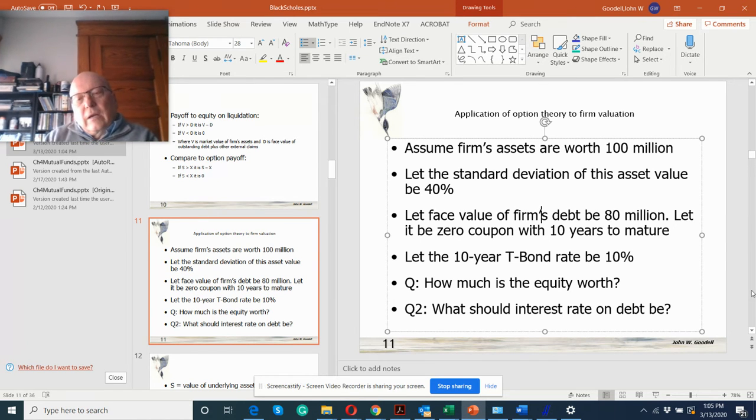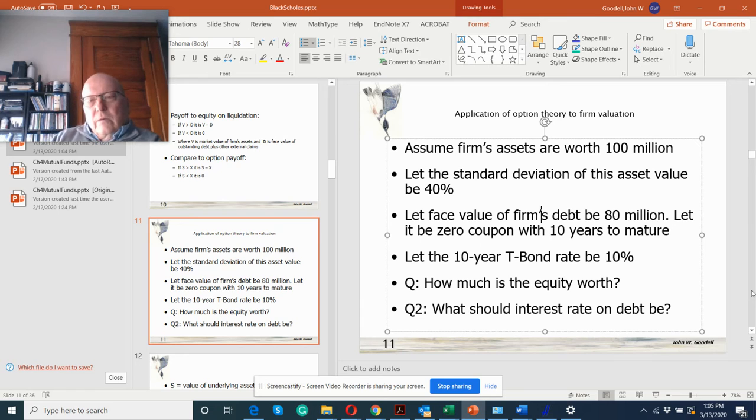Well, we've sort of got something that corresponds to the 6 inputs to the Black-Scholes, although you'll notice there's no mention of any dividend yield. So let's assume there's no dividends going on here with this company. And the standard deviation of the asset value would be quite something hard to estimate, wouldn't it?